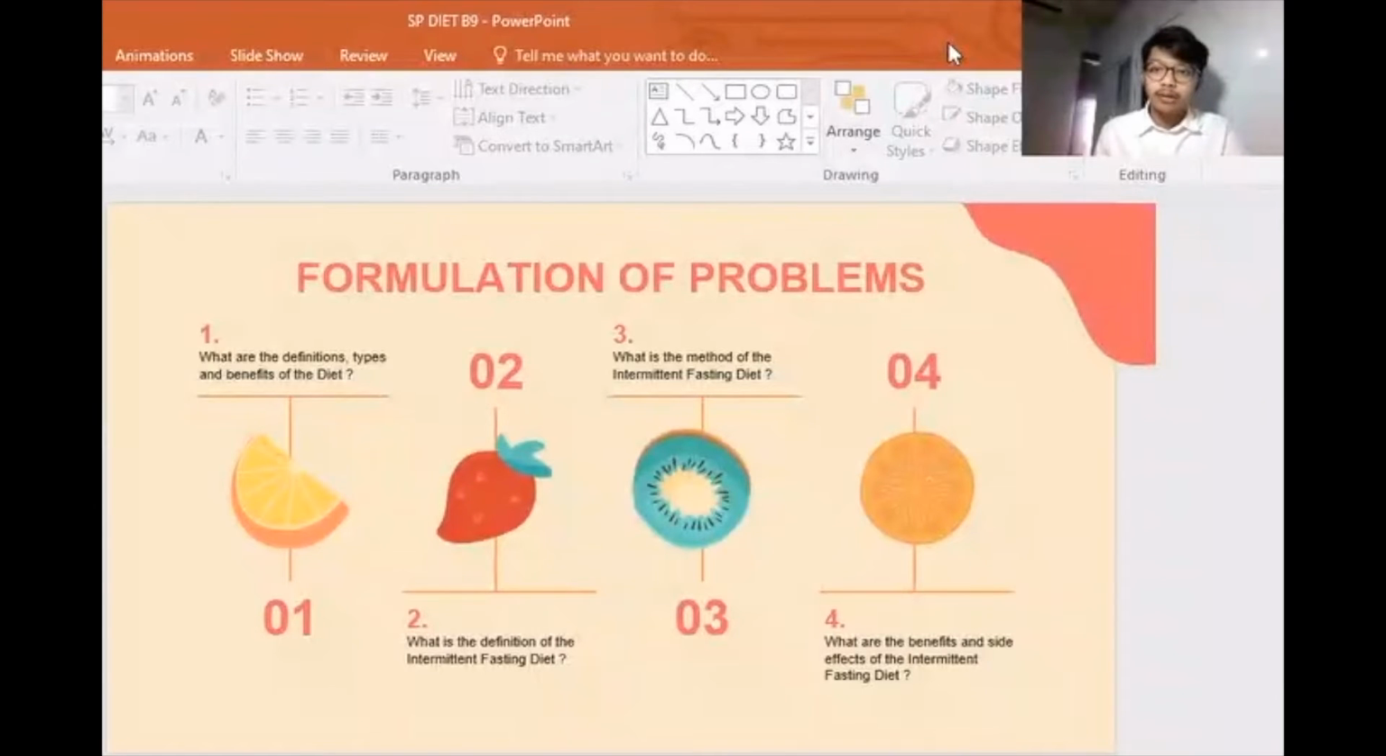Now I'm going to tell you about the formulation of problems of our student project. Based on the background that has been explained, the problems in making this student project are: what are the definition, types, and benefits of diet, what is the definition of the intermittent fasting diet, what is the method of the intermittent fasting diet, and what are the benefits and side effects of the intermittent fasting diet.